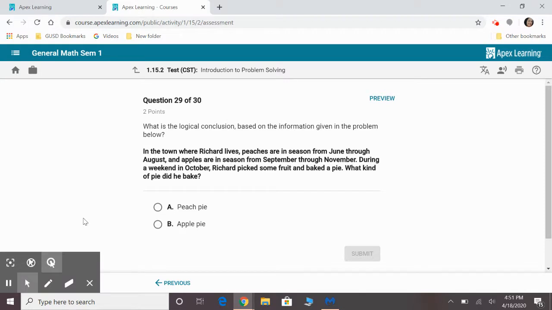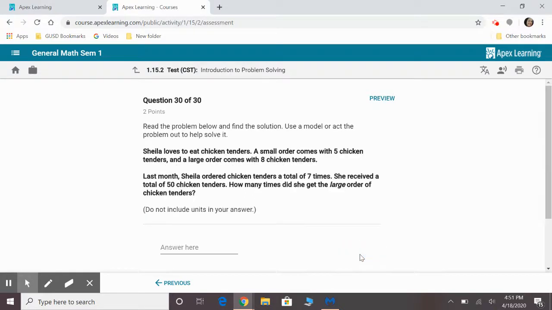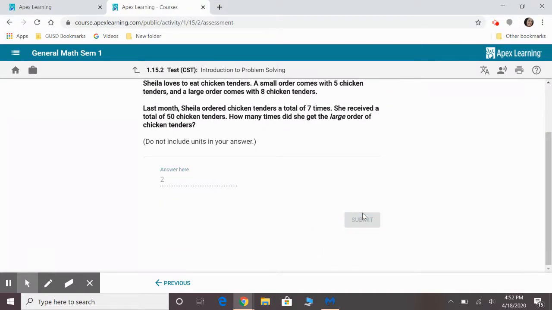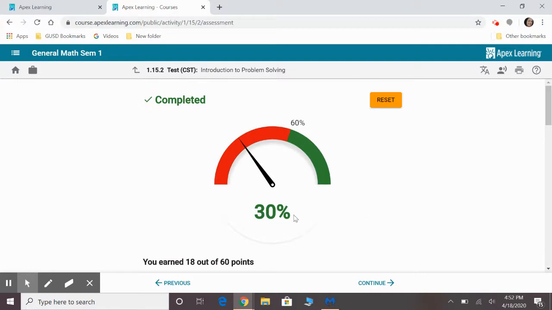Okay, so I went through the quiz or the test, the CST test. I did not read the questions. I just chose random answers for the sake of time. This is the second to the last question. And here is the last one. Okay, so again, you can see how successful I was by only choosing random answers.